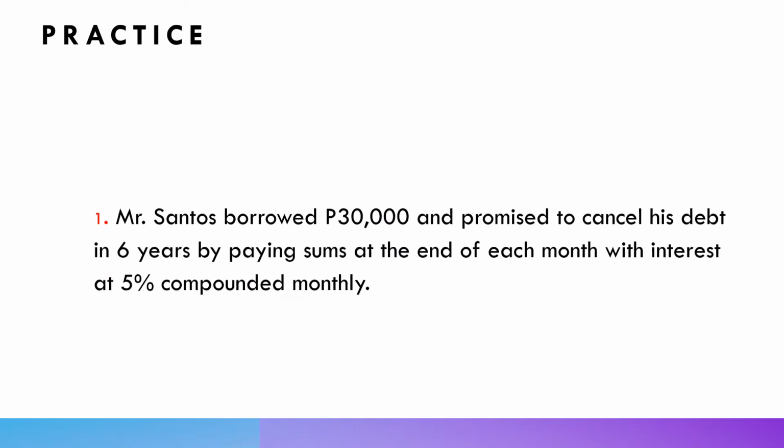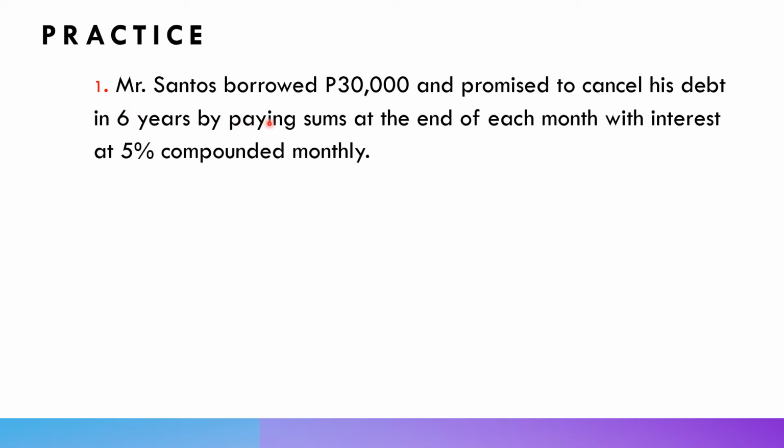So let's have this practice. Number 1, Mr. Santos borrowed 30,000 and promised to cancel his debt in 6 years by paying sums at the end of each month with interest of 5% compounded monthly. So if you can see, the payment will be done at the end of each month and the interest is compounded monthly. So they have the same mode of payment and interest rate. Therefore, what kind of annuity is this? This is a simple annuity.